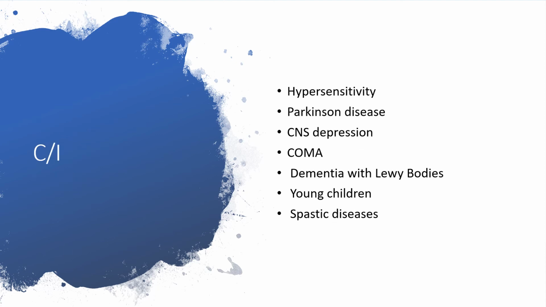Okay, contraindications. Haloperidol is contraindicated in anyone that is hypersensitive to haloperidol in the past. Anyone with Parkinson's disease should not have haloperidol. Okay? And anyone with central nervous system depression or in coma, dementia with Lewy bodies, young children, and spastic diseases must not take haloperidol.